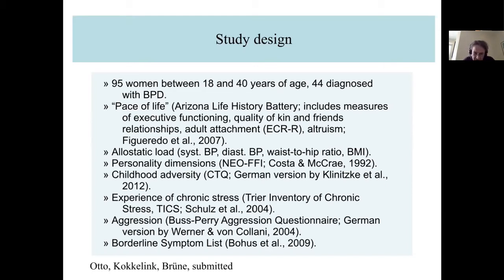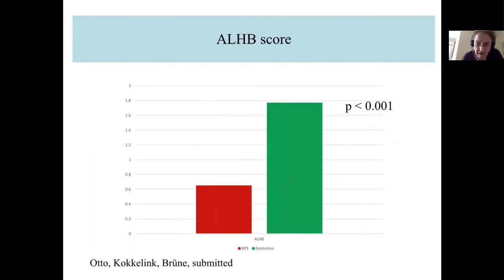We also measured personality dimensions using the NEO-FFI. We gave participants the Childhood Trauma Questionnaire. Another questionnaire was the Trier Inventory of Chronic Stress, which also includes more recent stress. We measured aggression and, of course, borderline symptom severity. And here are already the findings.